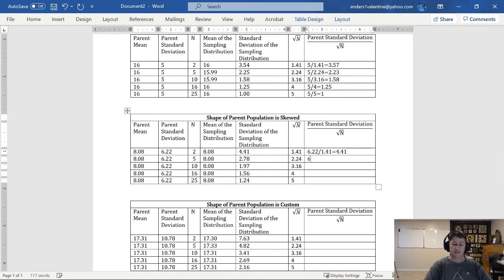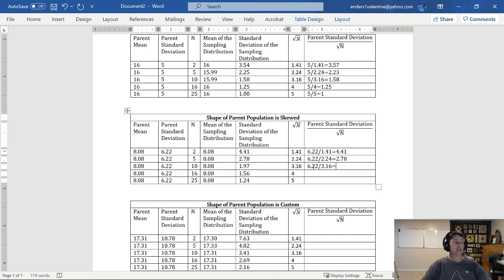Let me try it again. 6.22 divided by, not 1.41 this time, but 2.24, because that's the square root of 5. When I divide 6.22 by 2.24, sure enough, we get 2.78. Wow, it really does turn out to be the standard deviation of the sampling distribution. We can do that for each one of them. I'll let you do it at home to make sure that it works for all of them.